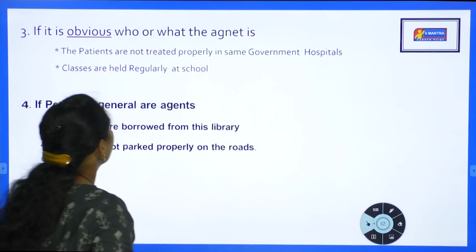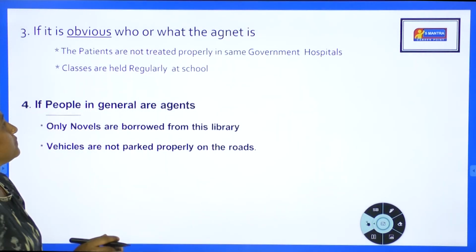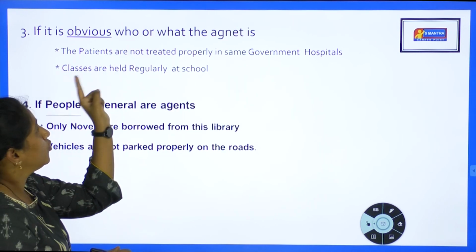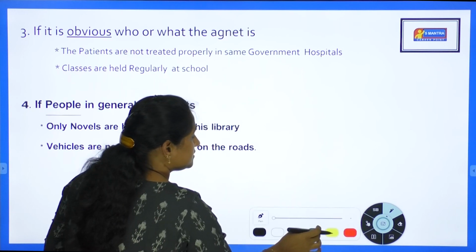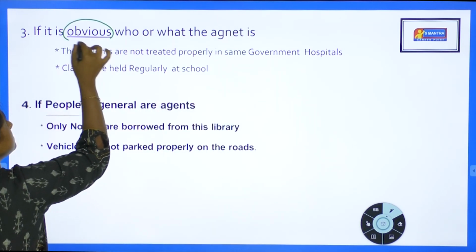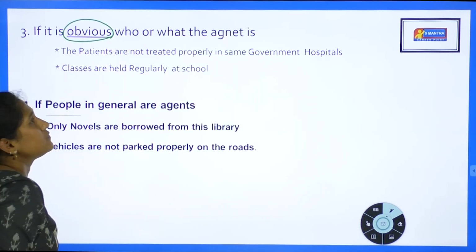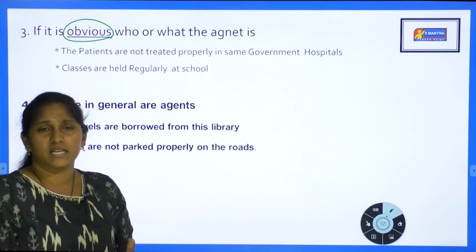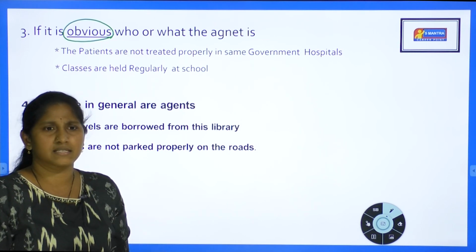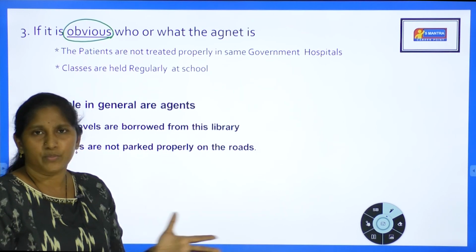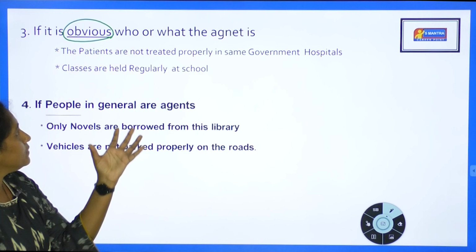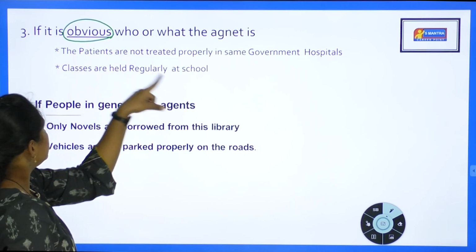If you see, it is obvious who or what the agent is. If it is obvious. Obvious means very known things, regular things. We see, we observe, everybody knows about that. Obvious means that. Okay. So, obvious who or what the agent is.